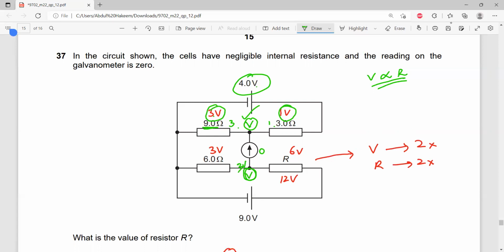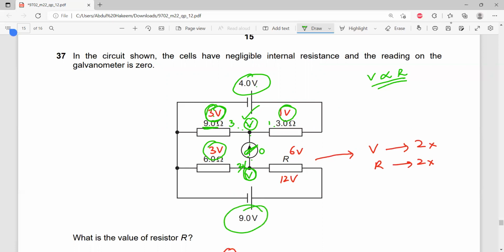If this is 3 volt, here must also be 3 volt potential, because the reading of the galvanometer is 0. So it means 3 volt here and 3 volt here. That's why the galvanometer is 0: no potential difference, no current is flowing. So here potential is 3 volt, and here potential is 3 volt.